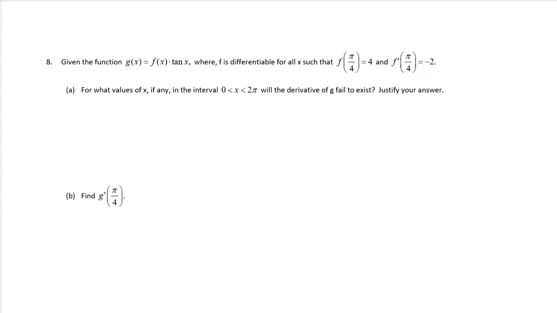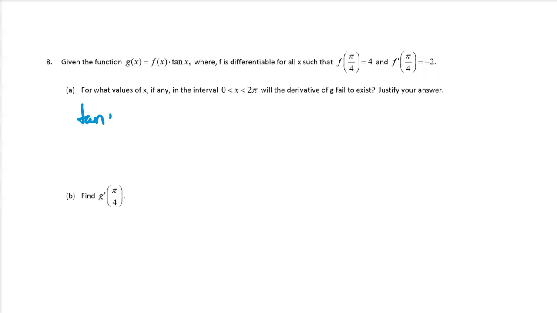So, given a function that's defined by the product of f of x times tangent x, where f is differentiable for all x, so you don't have to really worry about f. I want to know in A for what values of x, if any, over the interval 0 to 2 pi, will the derivative of g fail to exist? Justify your answer. So the first thing that I'm going to do is see if there is any place on g where it's not continuous. Well, f is differentiable, so it's continuous. I'm done with f. Again, I'm just going to look at tangent.